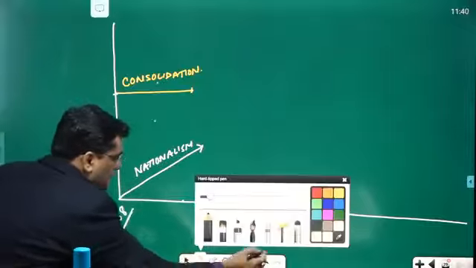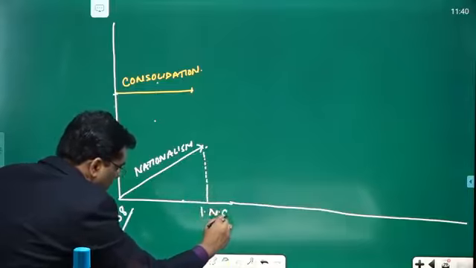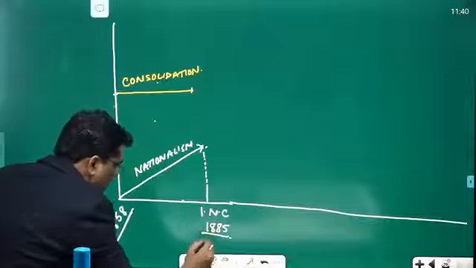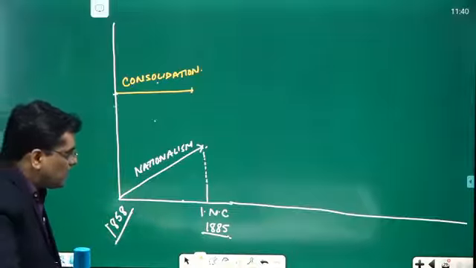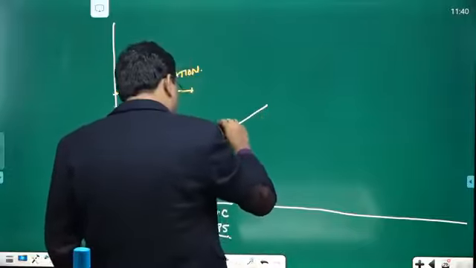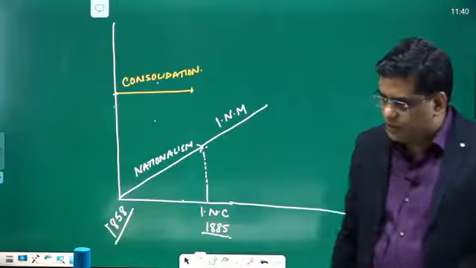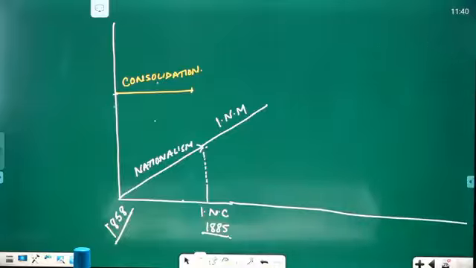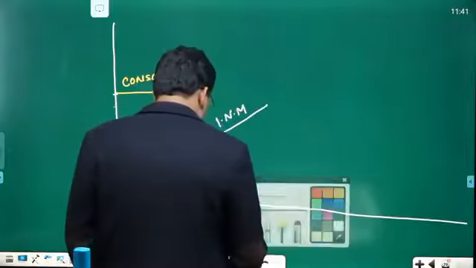After some time, the Indian National Congress came into existence in 1885. Once the Indian National Congress came into existence, nationalism got a political platform, and then it transformed into the Indian national movement.